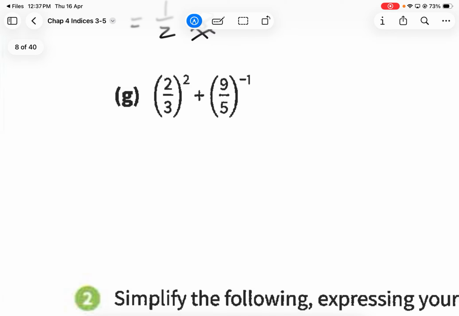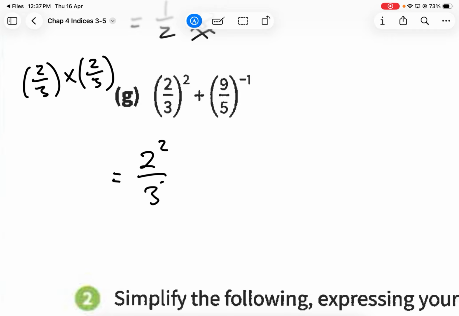G. What is happening to the first bracket? The first bracket is being squared. So what happens when I square? Square means it multiplies by itself. So can you see the power 2 by right should be given to my 2. The power 2 will be given to the 3. Because numerator times numerator, denominator times denominator. So it is the same as like that.